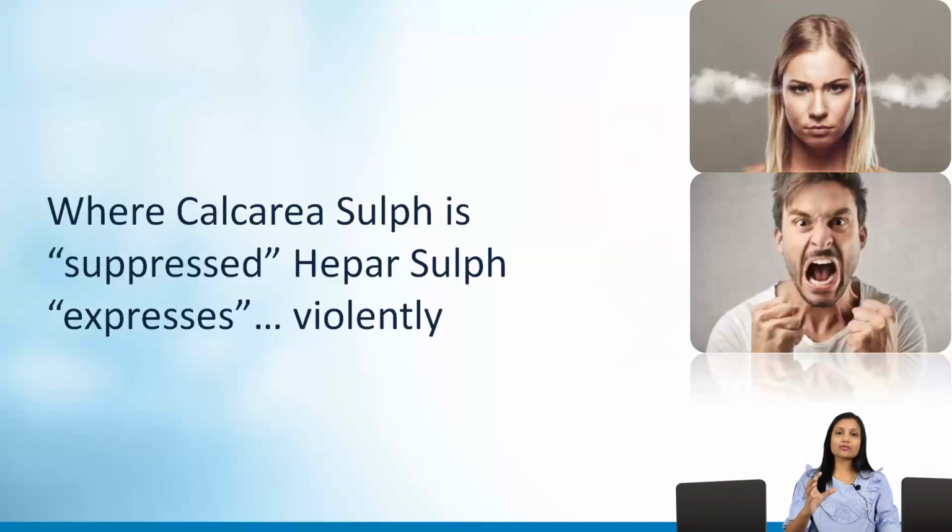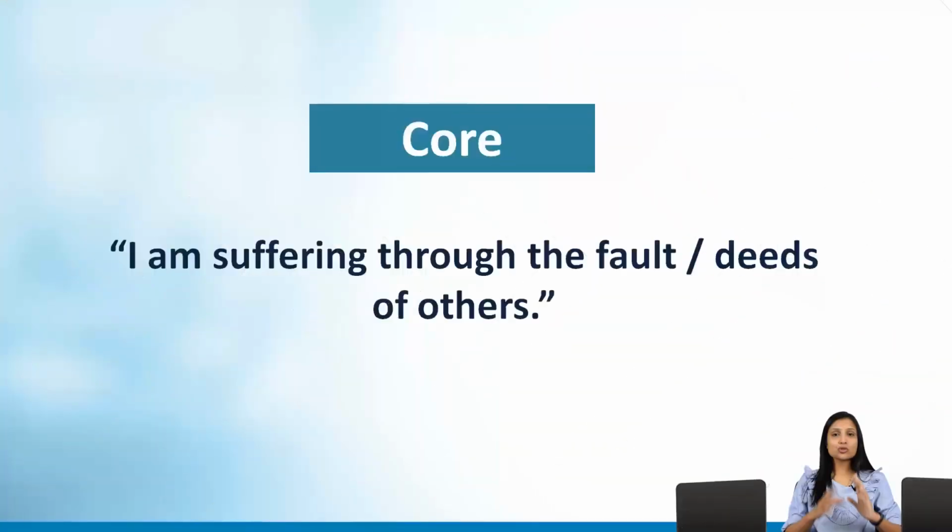Where Calcarea Sulph is more of a suppressed remedy, Hepar Sulph is an extremely expressive remedy, but to a pathological degree. It is advisable to always express whatever feelings you have, because suppression leads to a lot of health problems. However, even expression needs to be within limits of normality. If they exceed the limits of normality, they can also lead to a lot of health problems. So, this is the core of Hepar Sulph.